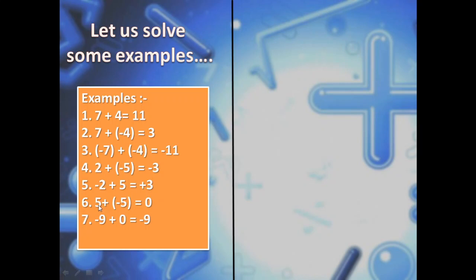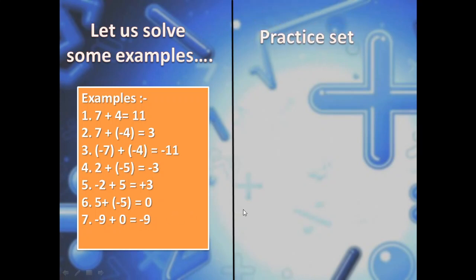Sixth example, positive 5 and negative 5. So I have to subtract, yes, because they are opposite signs. Positive and negative, we have opposite signs for the numbers. So 5 minus 5 is 0. Since 0 is neither positive nor negative, we need not write any symbol before it. Directly write 0. Last example, negative 9 and 0. 0 has no sign, just consider it as 0. Minus 9 plus 0, we have to write minus 9. Even if we subtract it, we get minus 9.